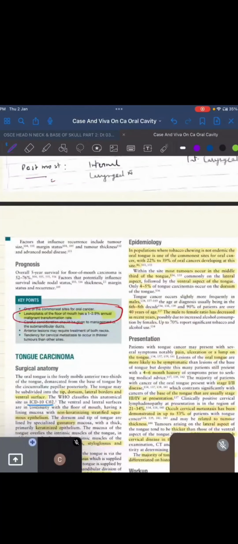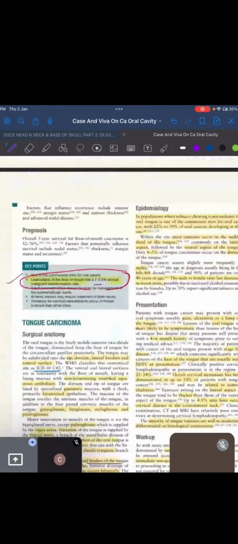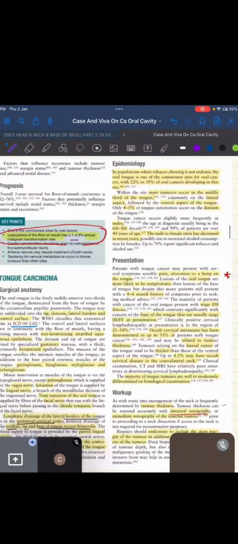Over here, this is the question I was talking about, that leukoplakia has a 1 to 2.9% annual malignant transformation rate. That's why leukoplakia is important. This question can also come when the examiner asks you, Doctor, how will you manage the case? When this question comes, you have to start with investigation, followed by whatever definitive management you decide.